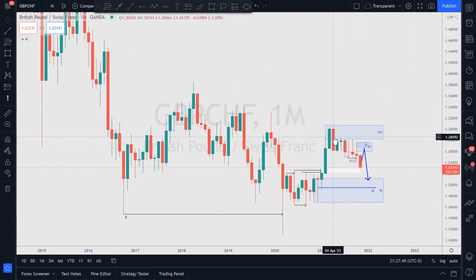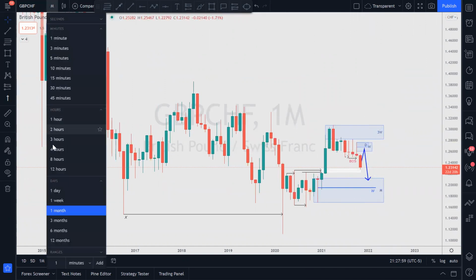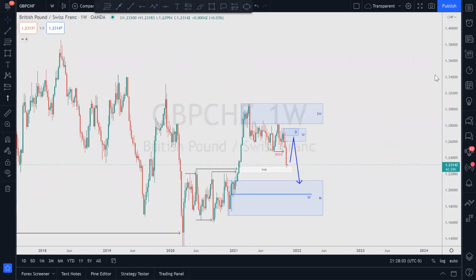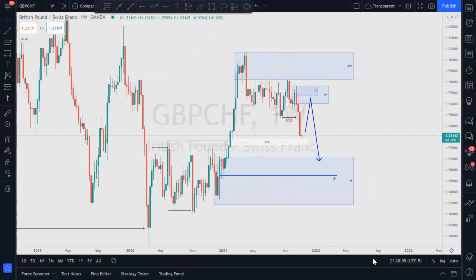All right. And that gives us the targets, the momentum, the bias for the lower time frames. Okay. Let's go to the weekly real quick. All right. On the weekly, what do we see? First question we ask, where is the last break of structure? The last break of structure is here.